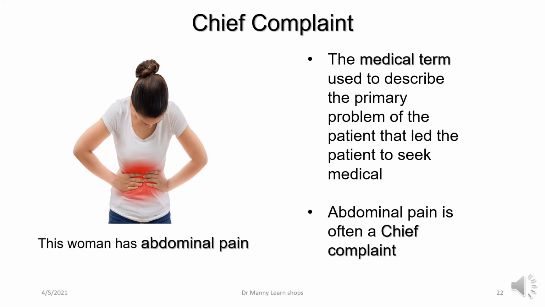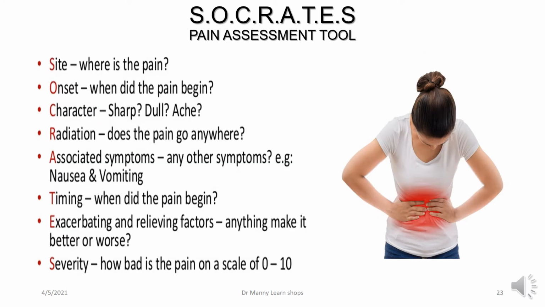This woman has abdominal pain. A tool that we can use to assess pain is called SOCRATES. There are many, many others, but this is the one that is being recommended in this program. So SOCRATES consists of S, the site, where's the pain? Onset, when did the pain begin? C, character, is it sharp, dull, or is there an ache? R, radiation, does it go anywhere? A, are there any associated symptoms, like for example, nausea, vomiting? T, timing. When did the pain actually begin?